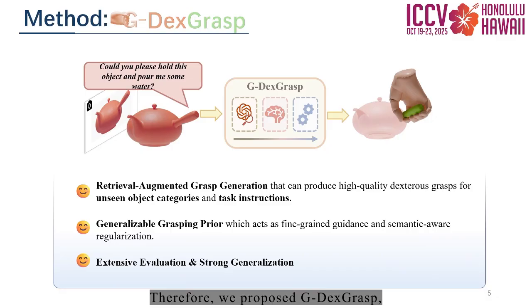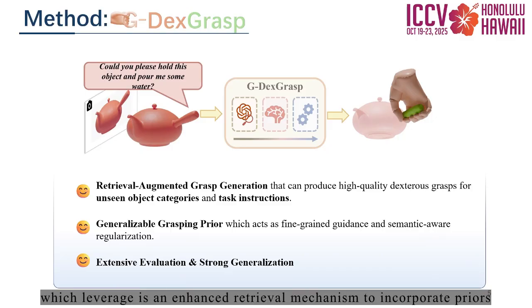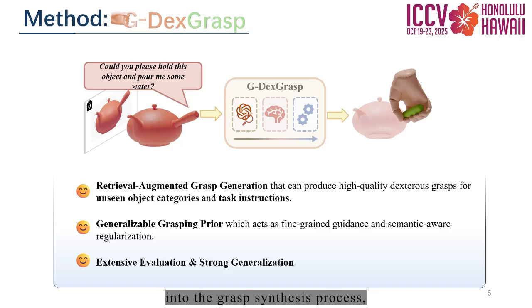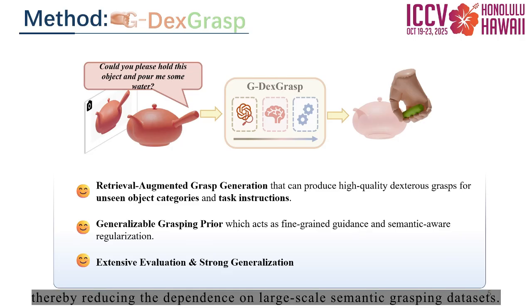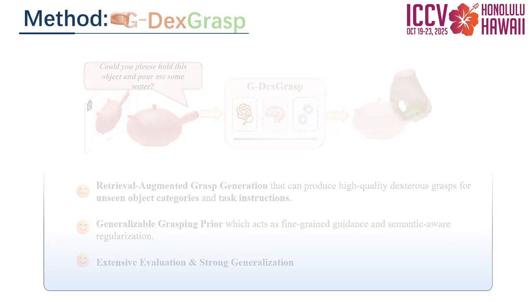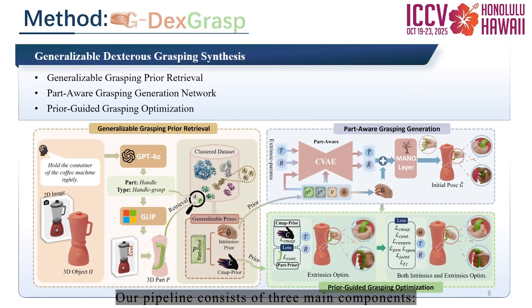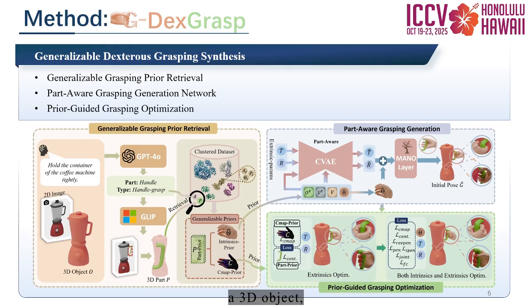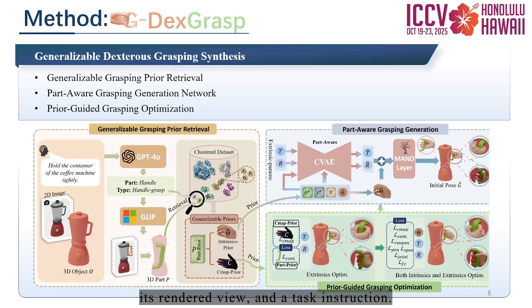Therefore, we propose G-DexGrasp, which leverages an enhanced retrieval mechanism to incorporate priors into the grasp synthesis process, thereby reducing the dependence on large-scale semantic grasping datasets. Our pipeline consists of three main components: generalizable prior retrieval, path-aware grasp generation, and prior-guided grasp optimization, and is given three types of input: a 3D object, its rendered views, and a task instruction.